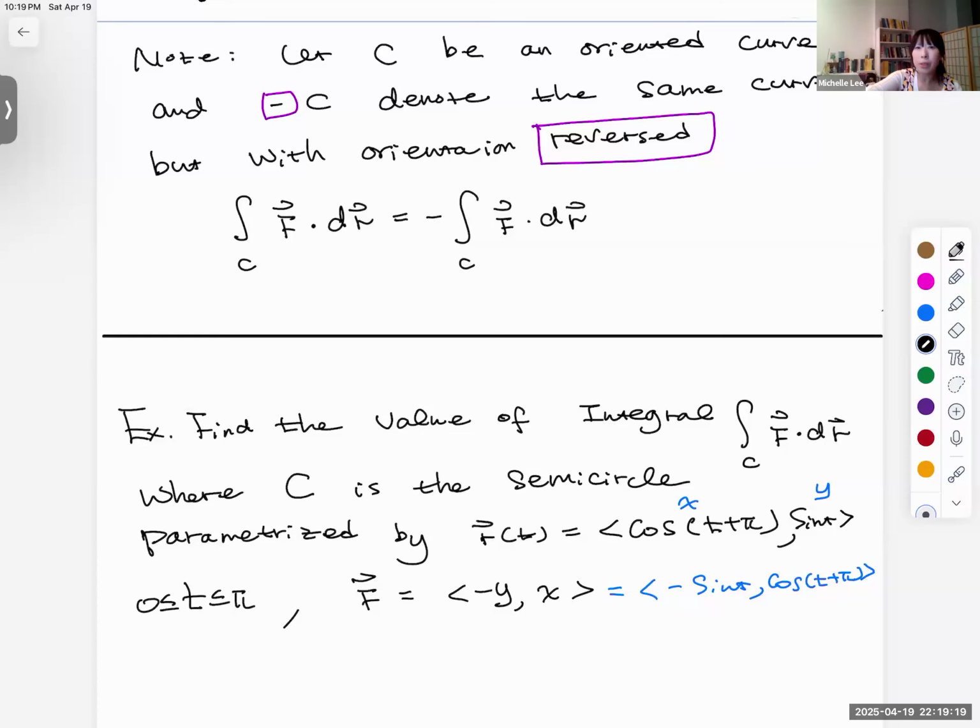Okay, so here is some note. Let's see the oriented curve. An oriented curve means they go in some direction, right? And negative C denotes the same curve, but with the orientation reversed. So basically going in this direction, but reversed, going the other direction. There will be orientation reversed. Then we have a negative sign there.